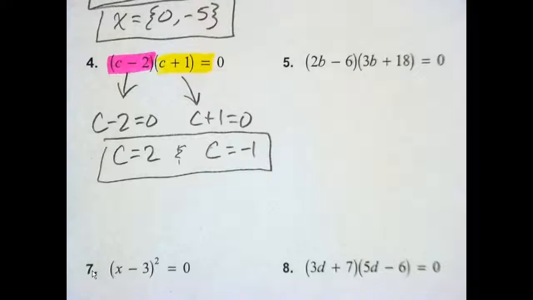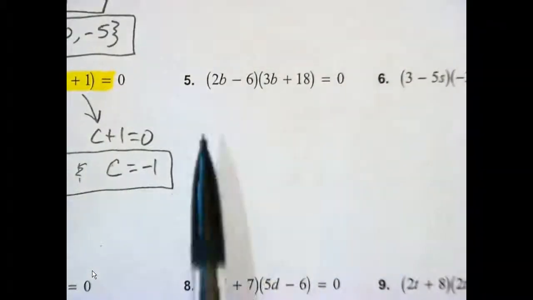If you saw another C up there, then you'd have to have 3 answers. Since you only see 2 C's, 2 answers. You see? On number 5, would you have to divide by 2? Yeah, let's go on to number 5, actually.